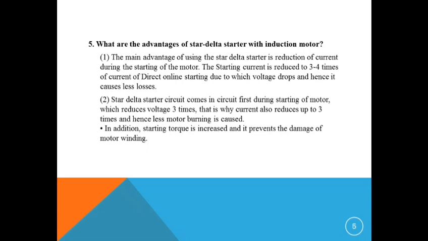The star-delta starter circuit comes in circuit first during starting of the motor, which reduces voltage by 3 times. That is why current also reduces up to 3 times, and hence less motor burning is caused. In addition, starting torque is increased and it prevents damage of motor winding.